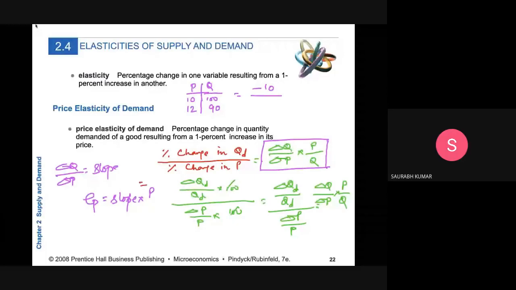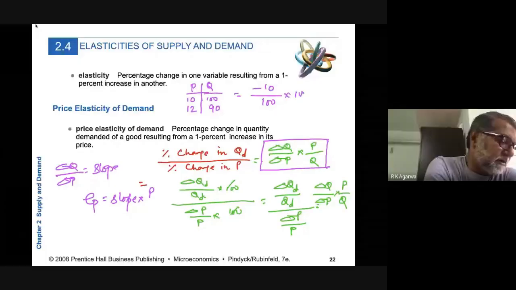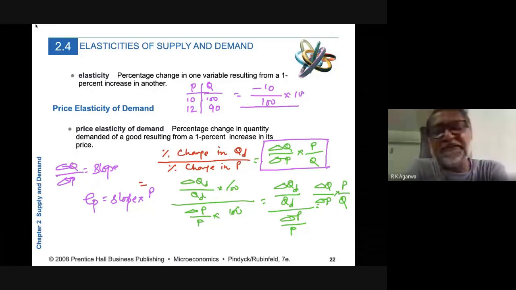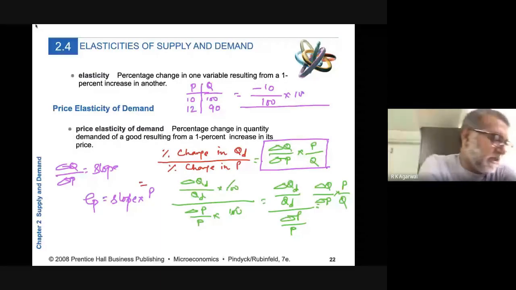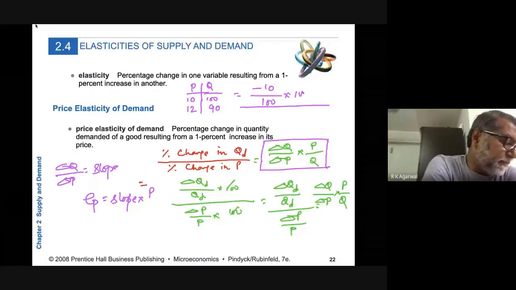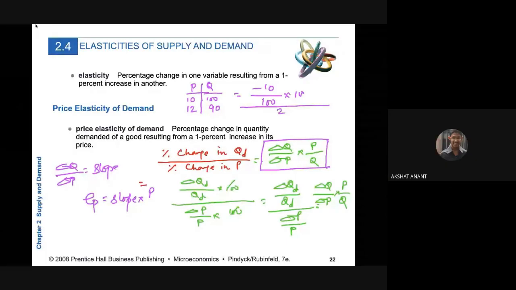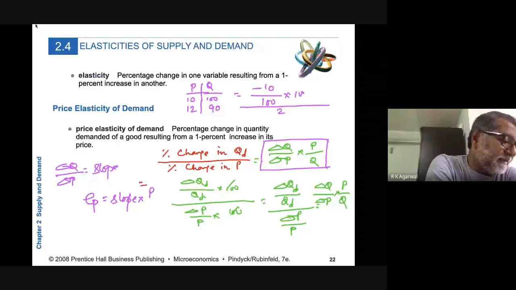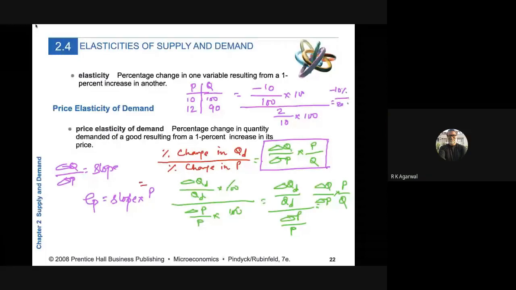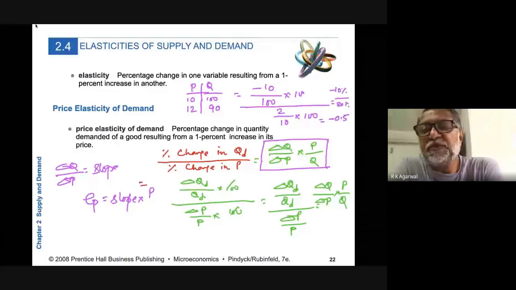100. This is 10% divided by the percentage change in the price. How much has price gone up? 20%. Out of 20, 10, that is 20%. So this is minus 10%. This is plus 20%. So how much is this? Minus 0.5. So this is the value of elasticity.